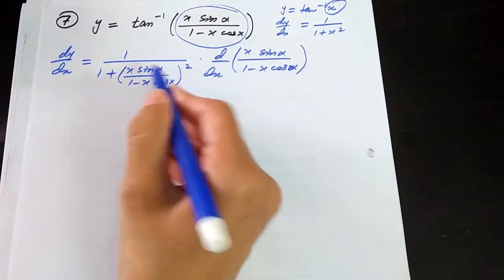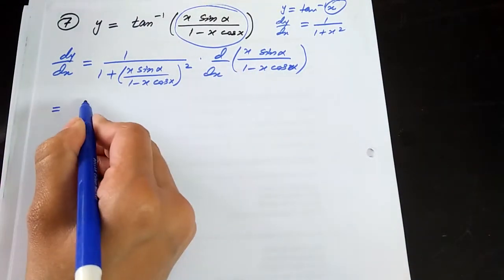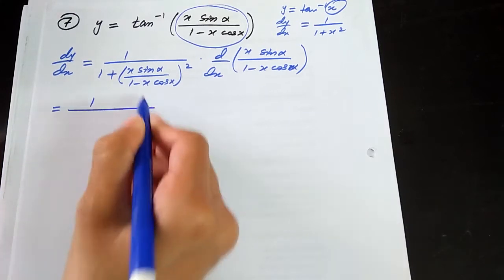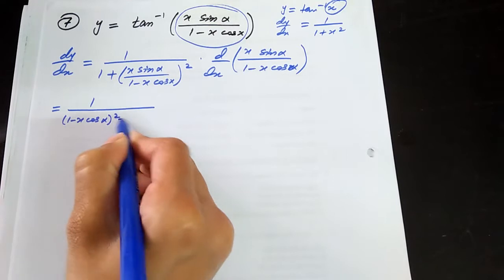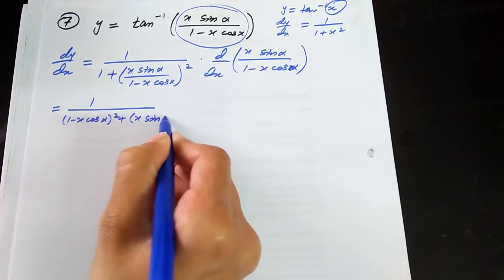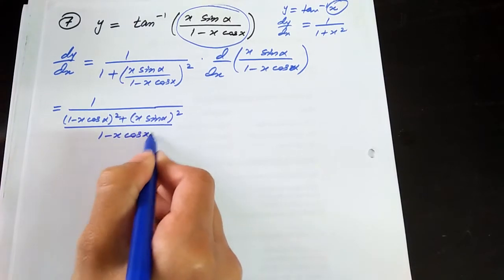Now we need to just simplify it and use here the quotient rule. We will get here 1 over, take the LCM here, we'll get here (1 minus x cos alpha) whole square plus (x sin alpha) whole square divided by (1 minus x cos alpha) whole square.